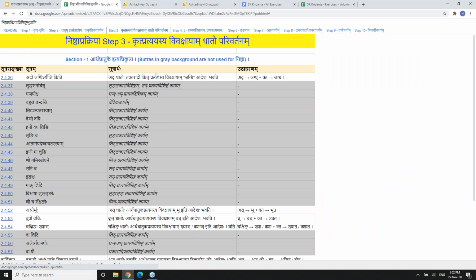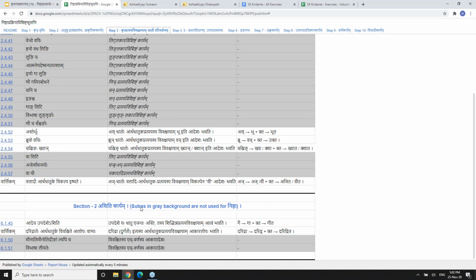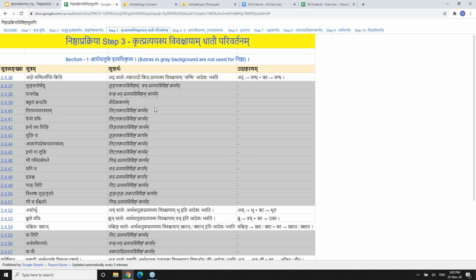Then there is the third sheet which talks about the sutras required for the ardhadhatuka pratyay vivaksha, the transformation that happens in that vivaksha. So you have ardhadhatuki adhikara and you have ashiti iti adhikara. So we had 2 different sections we have already studied. The grey colored sutras are the ones that I have just added to understand the anuvritti or the context. They won't be used in the nishtha prakriya.